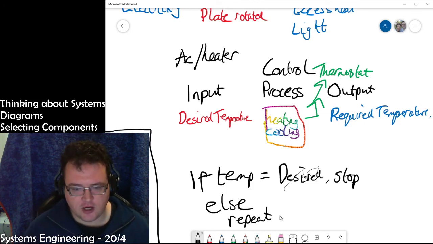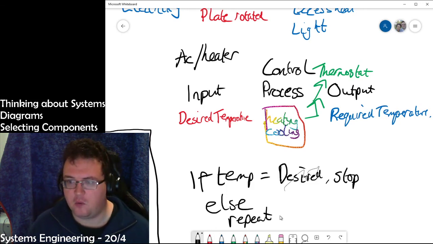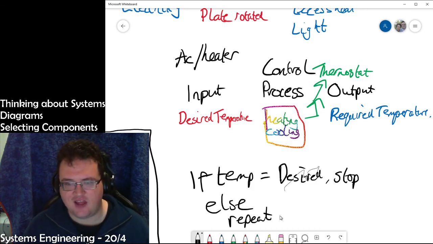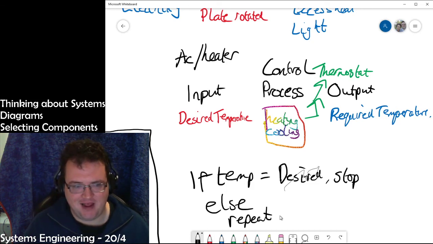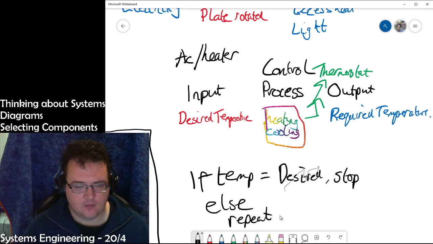So what I want you guys to do now in your books is really think about what project you're working on, and what the inputs, the outputs and the processes are going to need to be for your projects to be successful. All right?